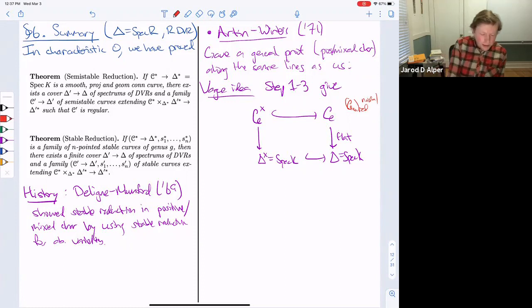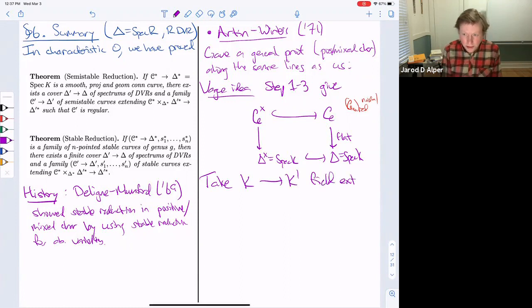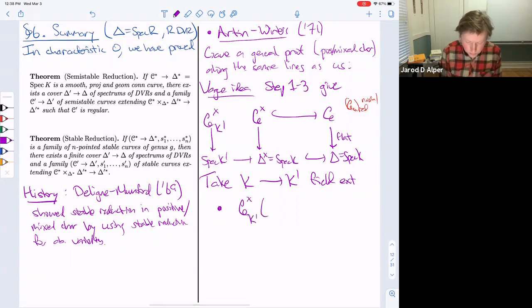That doesn't work in positive characteristic. And their idea seems really magical to me. You take a field extension such that you can arrange two things. First of all, let's just take the base change to Spec K prime. Let's call that C star over K prime. So first you can arrange that this has rational points, that there is a K prime point.